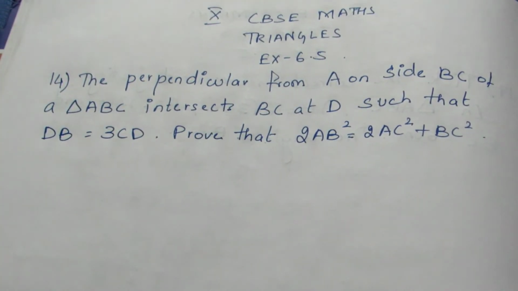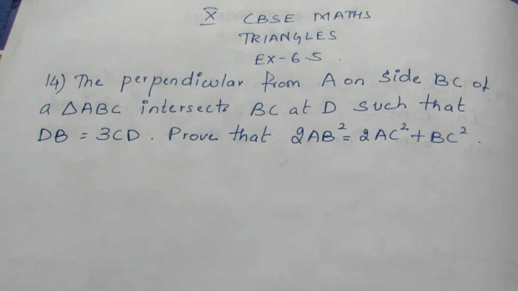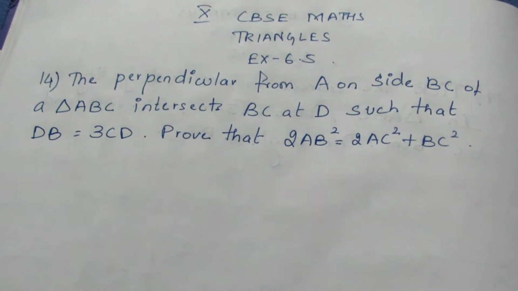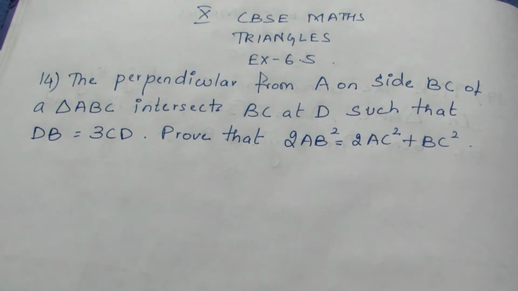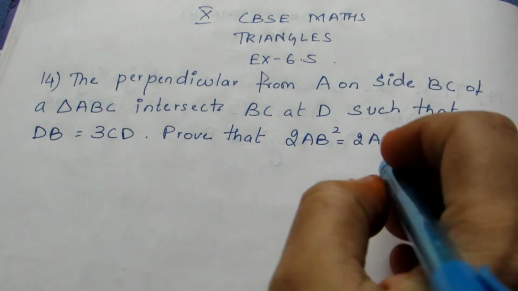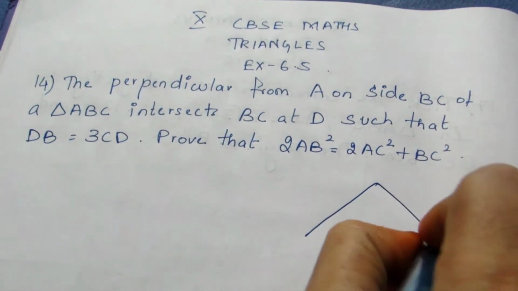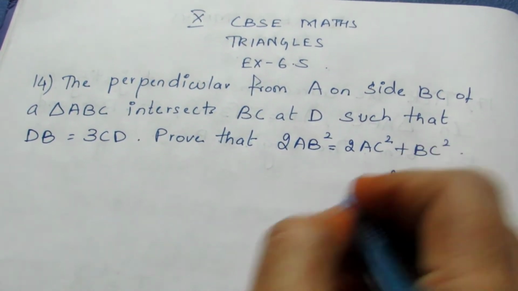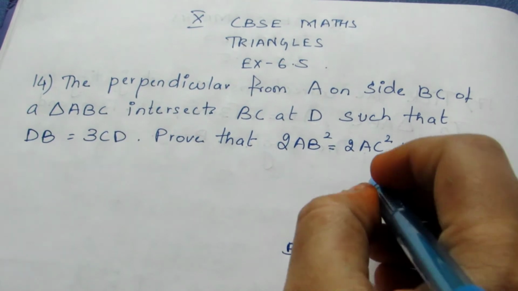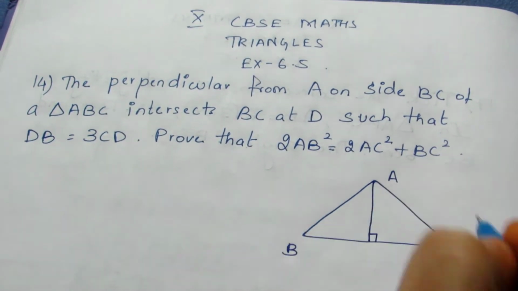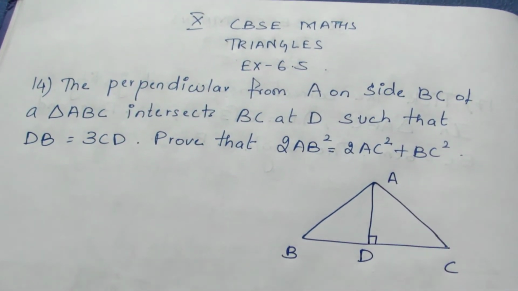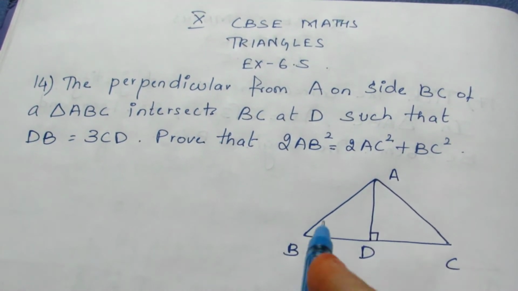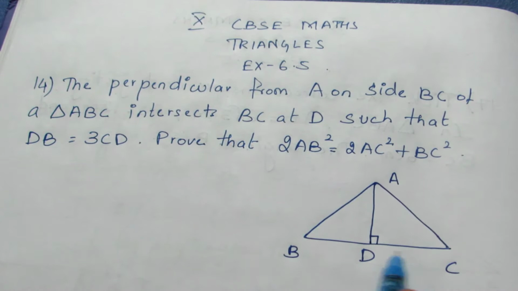Today we are going to see 10 CBSE Maths Triangle Exercise 6.5 question number 14. Let's see the question. A perpendicular from A on side BC of a triangle ABC intersects BC at D. Now a triangle ABC, a perpendicular from A intersects BC at D. Perpendicular means it is at 90 degrees such that DB equal to 3 CD.